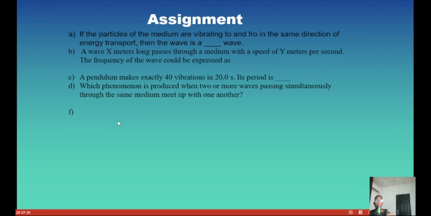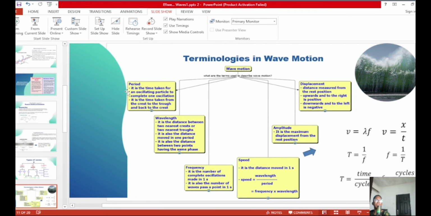And this is your assignment. If the particles of the medium are vibrating to and fro in the same direction as the energy transport, then the wave is a dash wave. We've done all of that in the previous lesson.